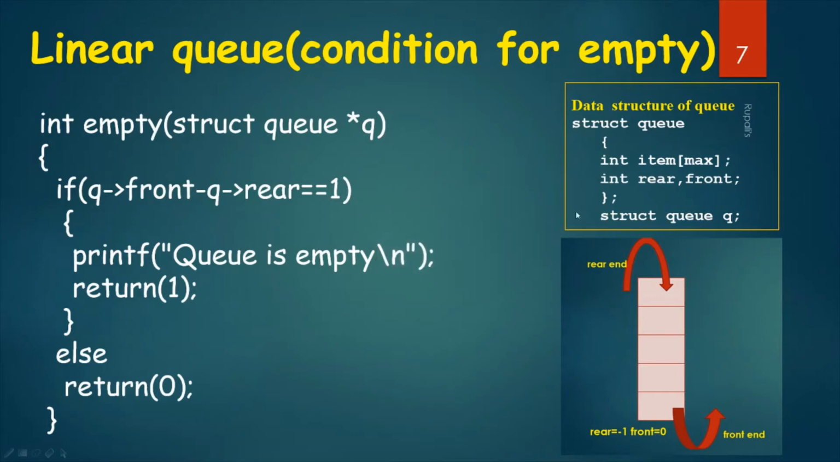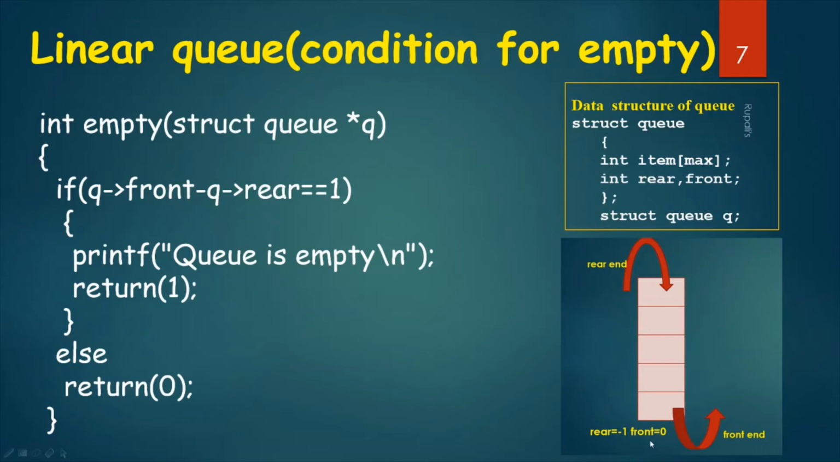Now see, initially rear equals -1 because no elements are there. Rear end is the inserting end. No elements are there, so initialize rear as -1. And front is 0 because we can delete only when there is at least one element. So we initialize front as 0. So rear as -1 and front as 0 is the initialization condition, that is the empty queue.